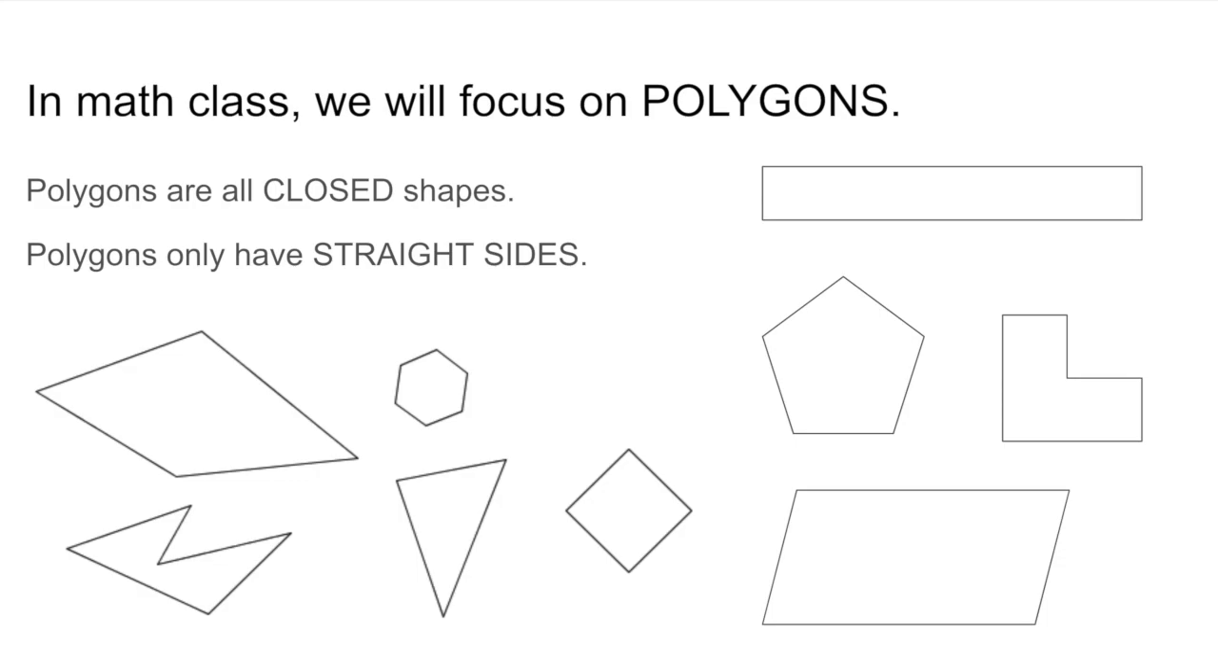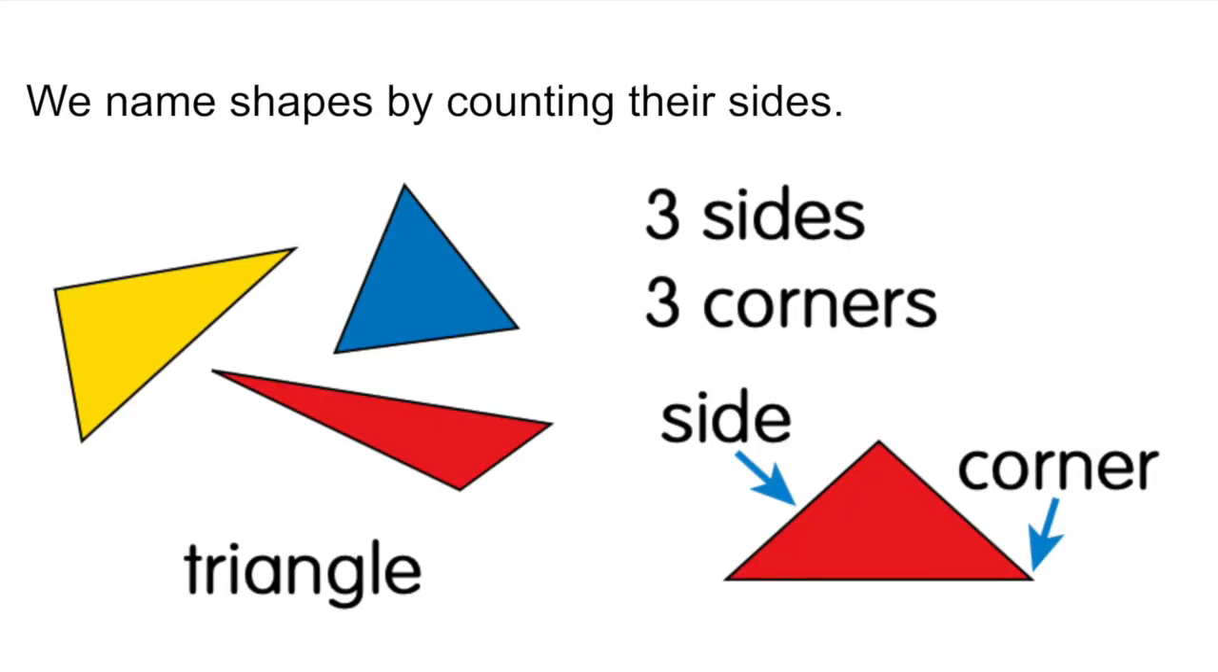But let's dig a little deeper into three really important polygons, three shapes that you're going to be using a lot in math class. Well, first let's talk about triangles. We name shapes by counting their sides. The sides are these big flat parts on the shape. A triangle has three sides. Even when you have different shapes of triangle, like a long pointy triangle, or this triangle where all the sides are the same, they all have three sides.